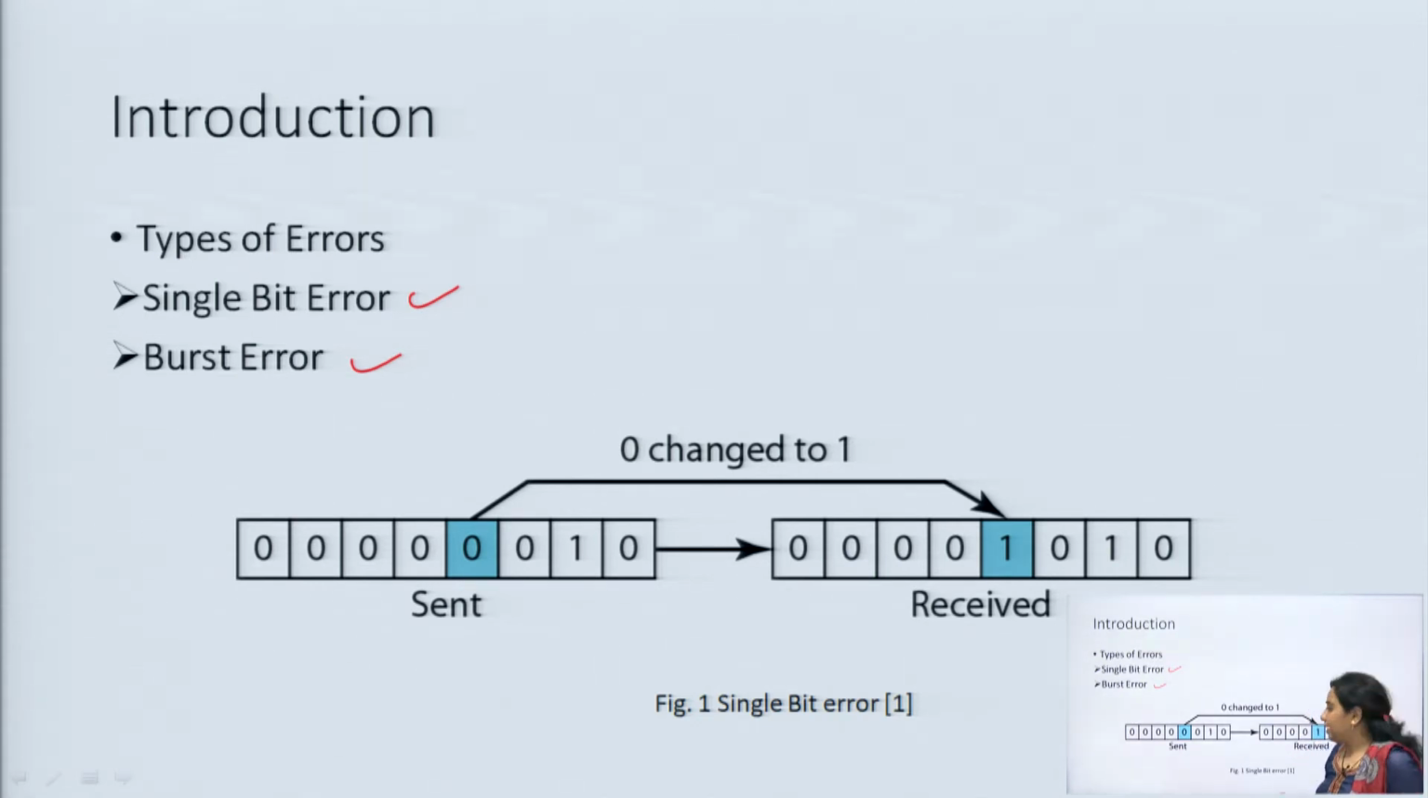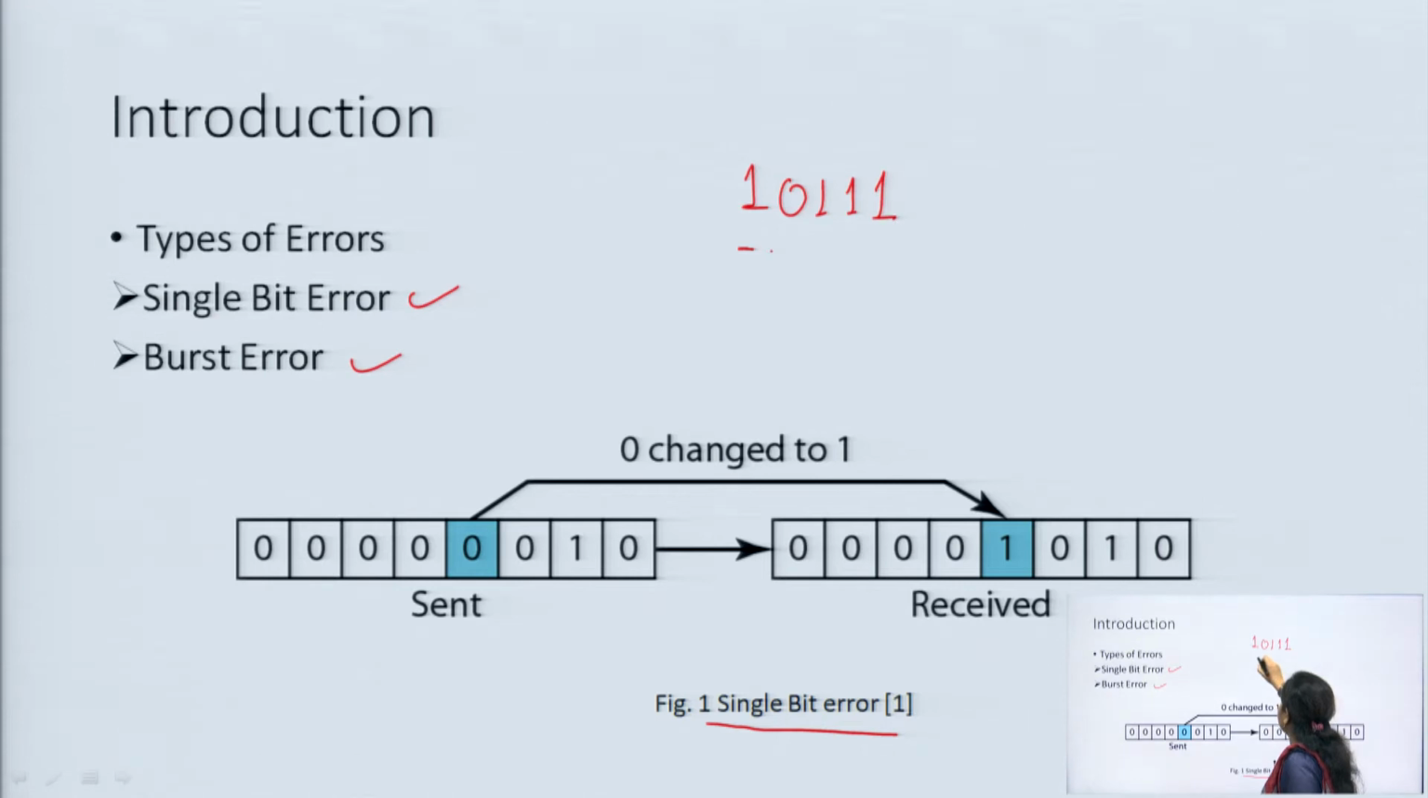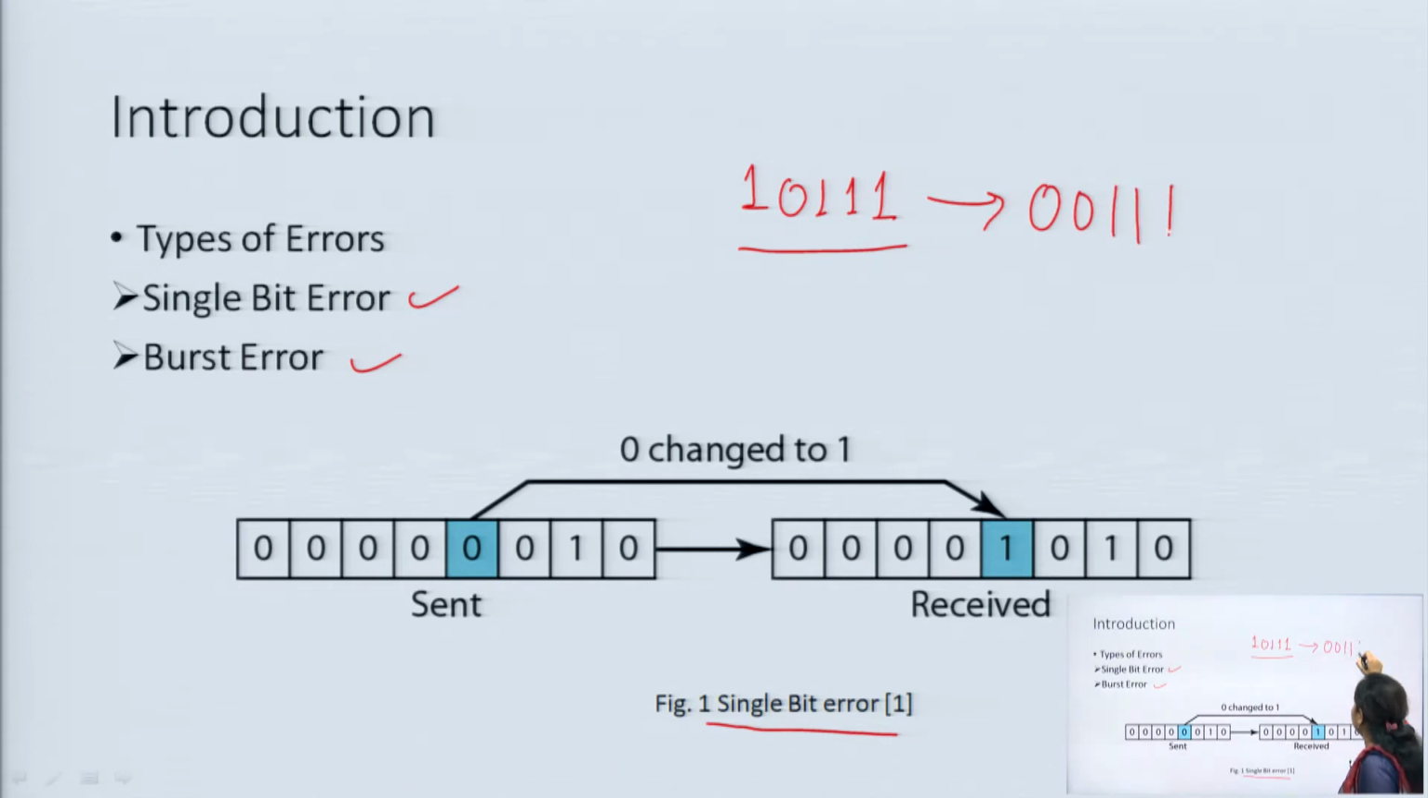So, this is the diagram of the single bit error. What is single bit error? This name is self explanatory. Single bit, either 1 will change to 0 or 0 will change to 1. Let us say I have information of 1 0 1 1, these are 5 bits of information I am transmitting, and I am receiving this at the receiver side. So, you can clearly see that this bit has an error. So, this is known as single bit error.